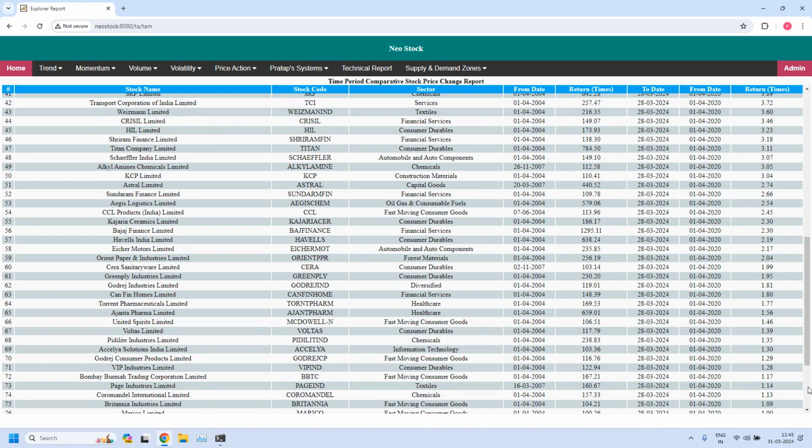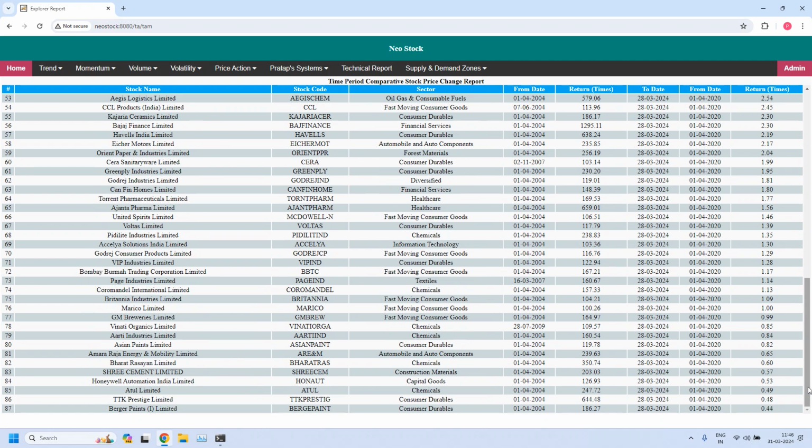So let me go down. So this is the complete list. A few stocks, their performance is not up to the mark compared to the other stocks. I am saying compared to the other stocks, especially the last few stocks. See, they already doubled their investment in 4 years. But still, compared to the other stocks, their performance is a little less. That is what I am saying. I am not saying they are not good. They are good.